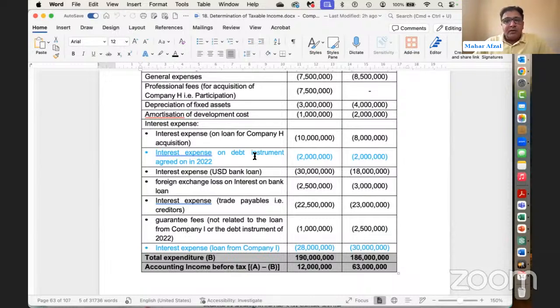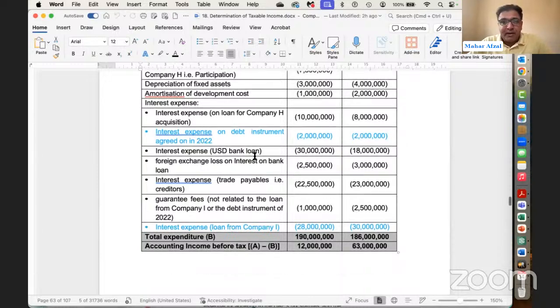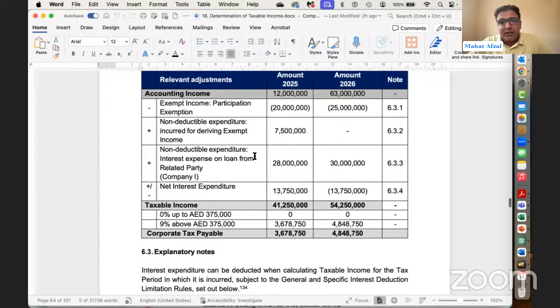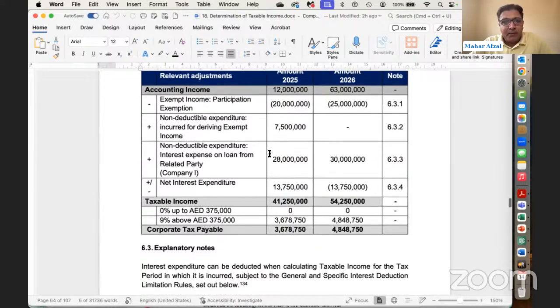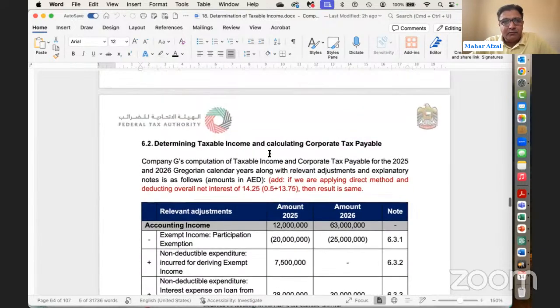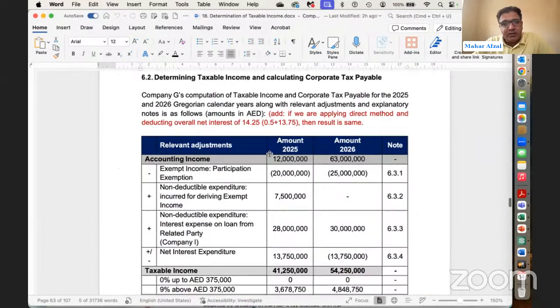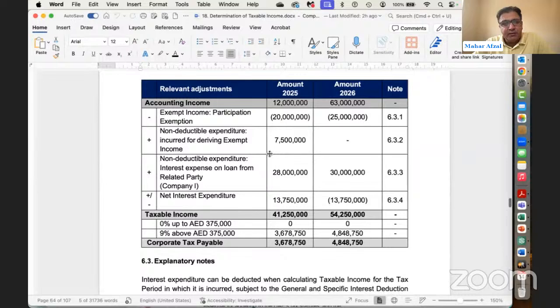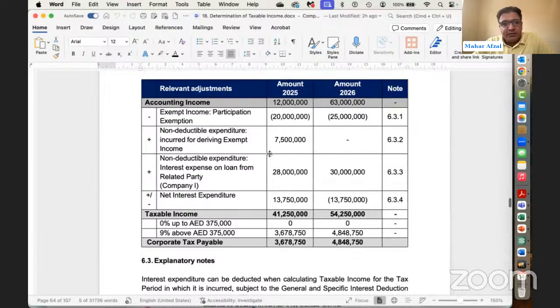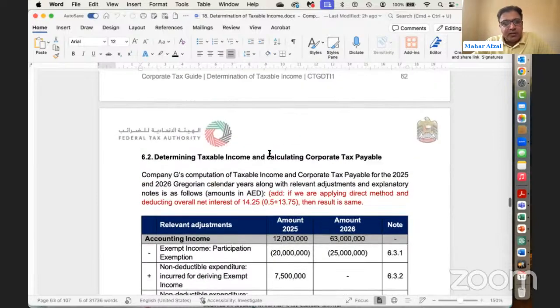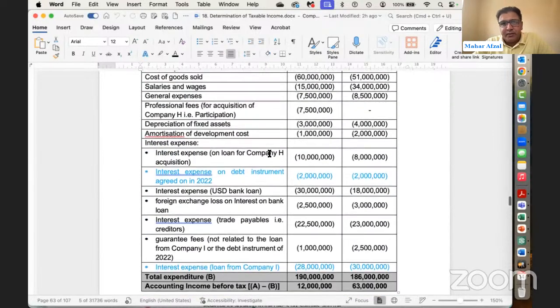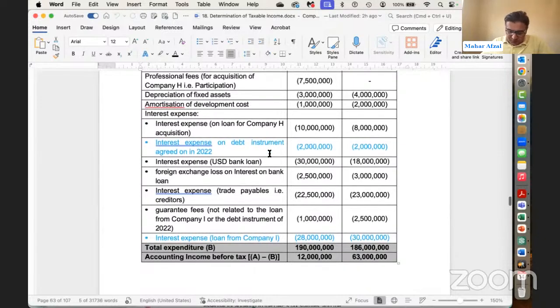So how much is my taxable income? Taxable income is coming... my taxable income should be, as per my calculation... no, we made some mistake. What I did basically, I took the accounting income. Okay, let me do it once again quickly. 12 million is my accounting income.